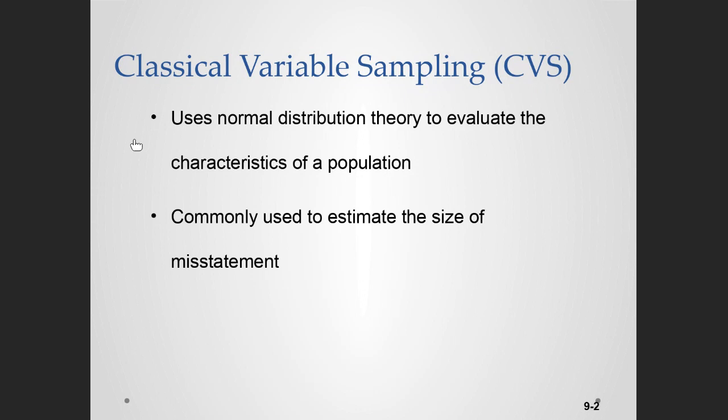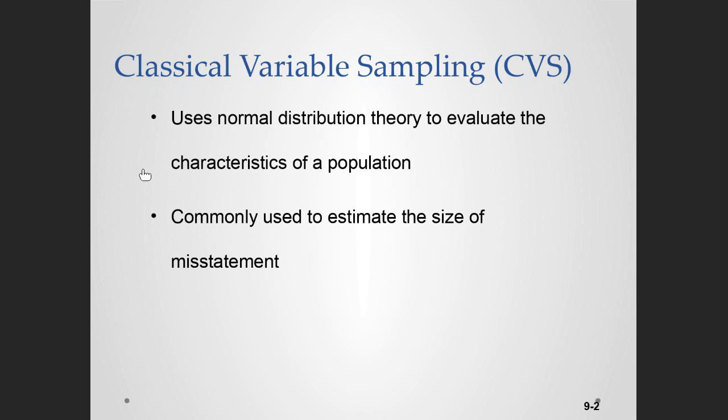We have in classical variable sampling the use of the normal distribution theory. So in classical variable sampling, it's assumed that the distribution of the population is normal, meaning it has a bell curve, fewer items on both ends of the distribution, and more in the center. So, for example, let's say you have 30 students in a class. Few students will have A and F. A few more would have B and D, and then a lot more would have C's, which is in the middle.